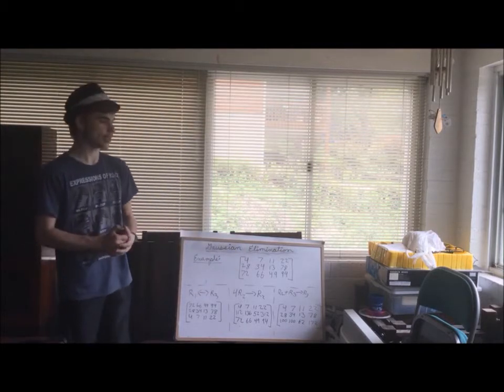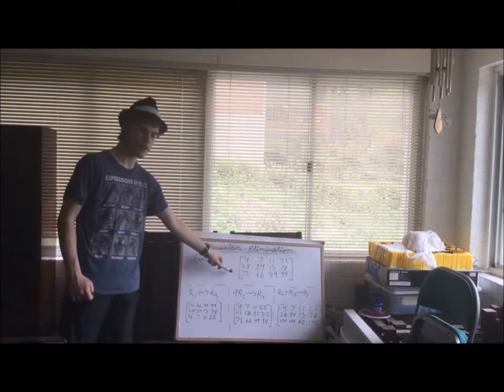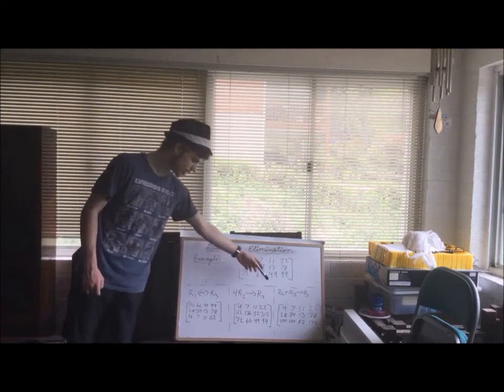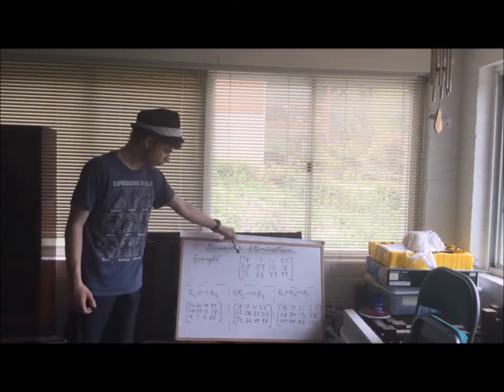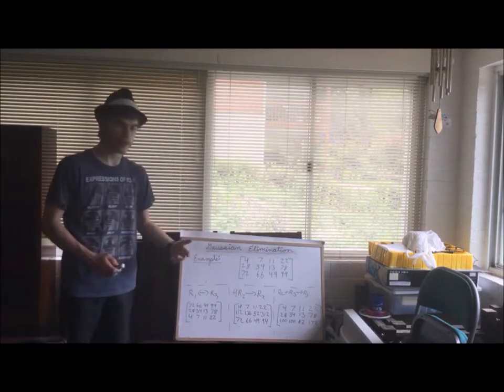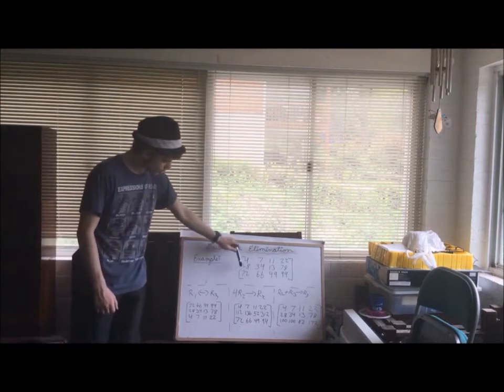Now finally, I decided to add row 2 to row 3 and make that the new row 3. So row 1 stays the same. It is now 4, 7, 11, 22. Row 2 stays the same. That's 28, 34, 13, 78. Now row 3 becomes row 3 plus row 2.